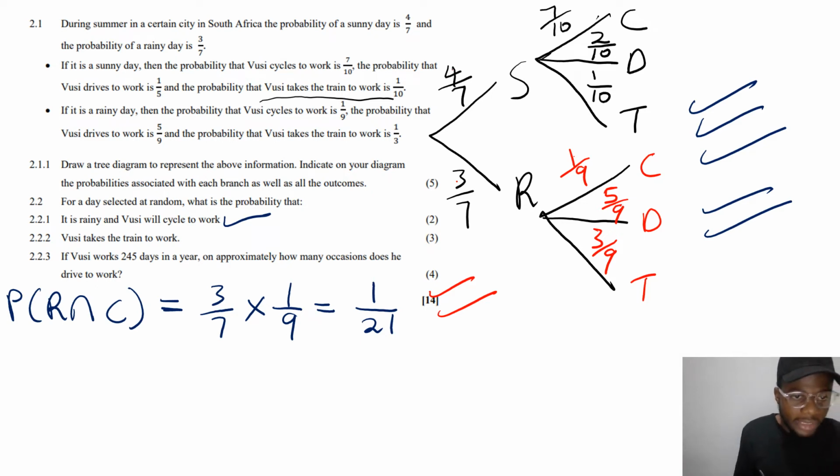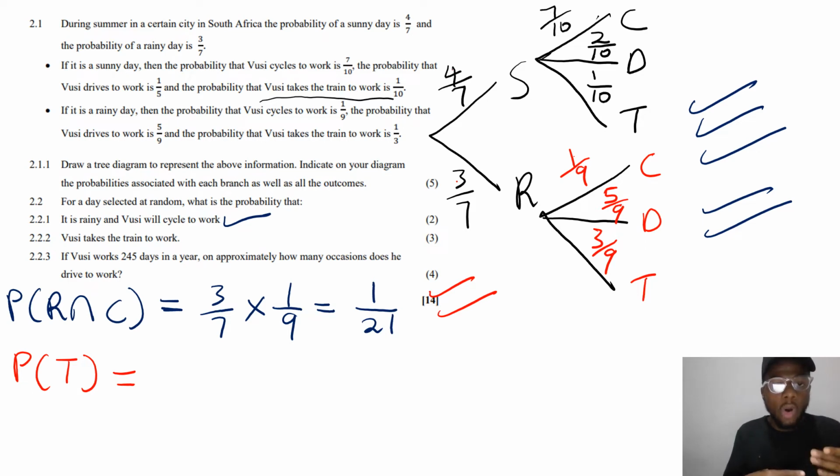What is the probability that Vusi takes the train to work? Okay, probability of train. Here you must be very careful. It means we're going to focus on both days, when it is a sunny day and when it is a rainy day. Why? Because they didn't specify a rainy day or a sunny day. In the question we just did, they told us a rainy day, that's why we focused on a rainy day only. For this one, they didn't specify, so we're going to focus on both days.